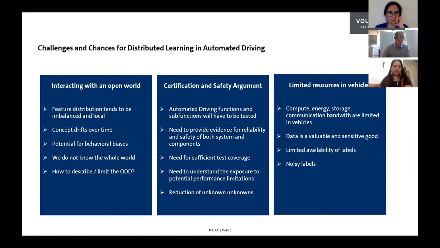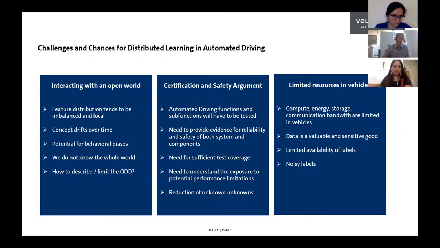And then of course we need to describe what's called the operational domain. That's a standard term in safety. So that's basically the domain of definition for a system. That's where the system has to be safe and functioning well. And that's something of course we need to detect. We need to find out whether we're out of this domain, because then we don't want to learn, because that's not what we need to learn.